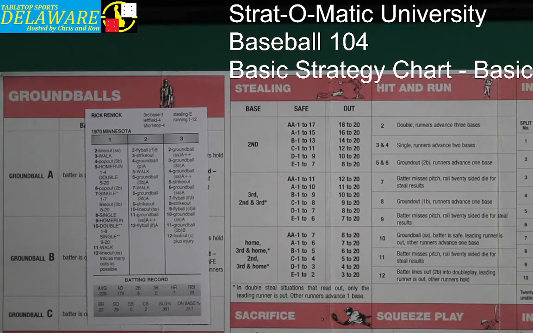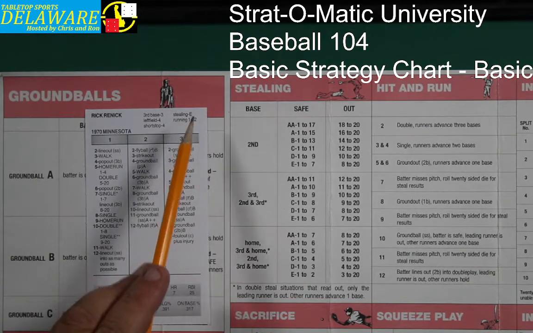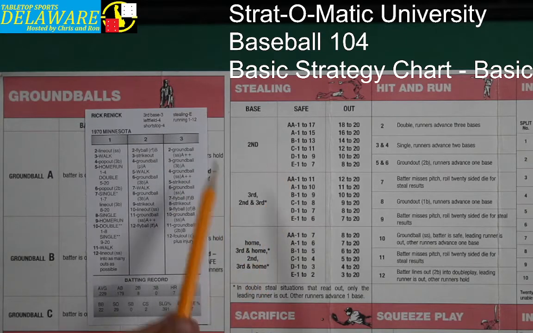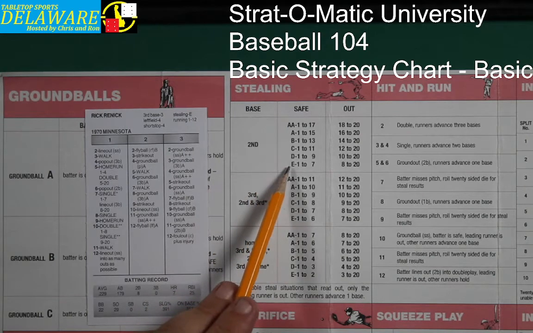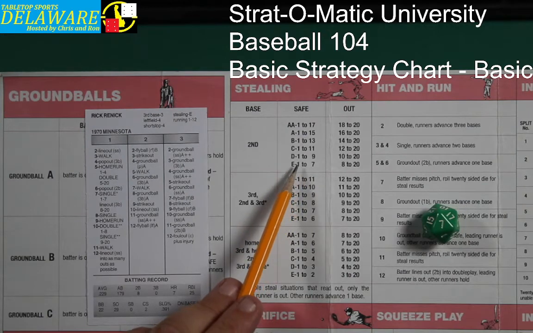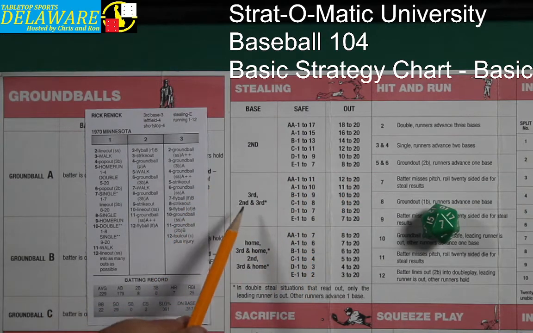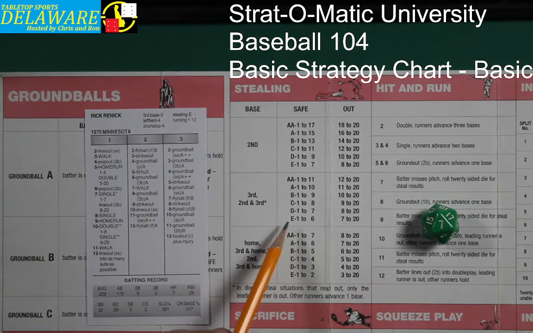Next we have stealing. Each player is going to have a stealing rating. This is the stealing rating for Rick Rennick, E. If he is stealing second, he would have to roll 1 through 7 on the D20 in order to be safe. 8 through 20, he's out. If he's stealing third, or if it's a double steal, the lead baserunner in a double steal situation, that read out only the leading runner is out. Other runners advance a base.